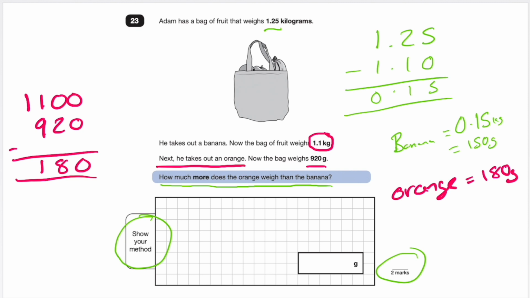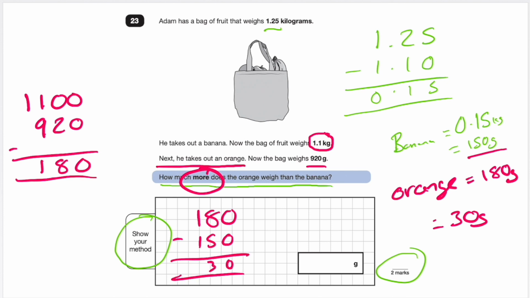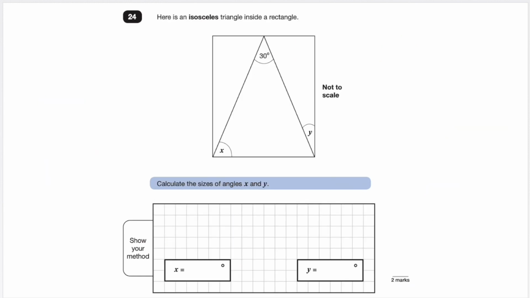But again, we're still not finished because the question says how much more does the orange weigh than the banana? So some of you will be able to just see in your head that the orange weighs 180, the banana weighs 150. So it should be 30 grams more. But let's check by doing 180, subtract 150, that equals 30 like we thought. Good, 30 grams. Penultimate question now, our second to last question, and it says here is an isosceles triangle inside a rectangle. So a few clues there already.